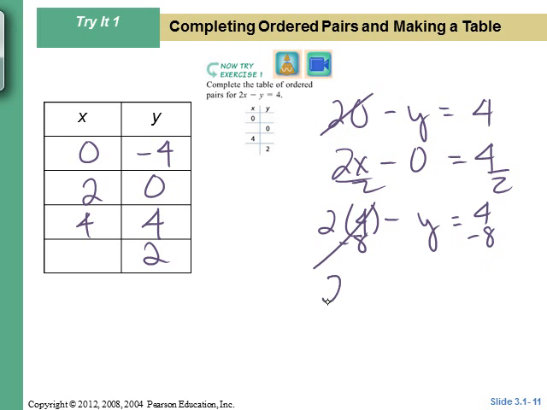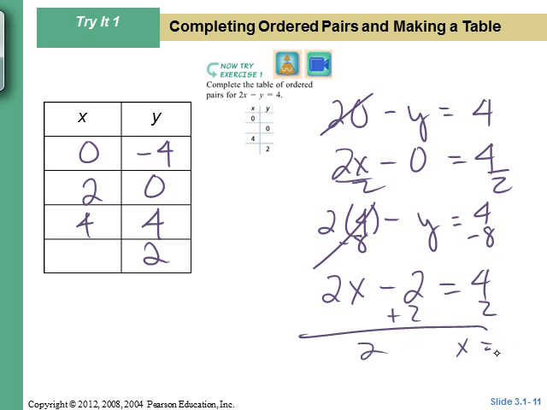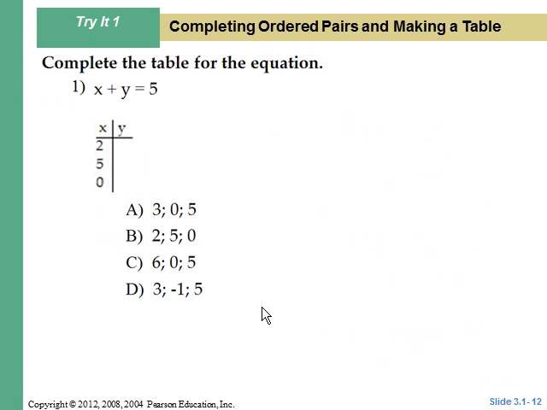And in the last case, 2x minus 2 is 4. Add 2 to both sides, and you get 2x is 6, so x is 3. Let's go on to the next one. Complete this table for the equation, and when you're ready, I'll show you how I got it.